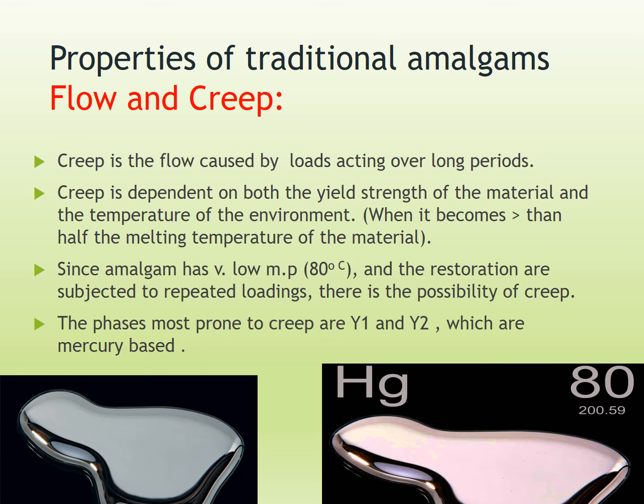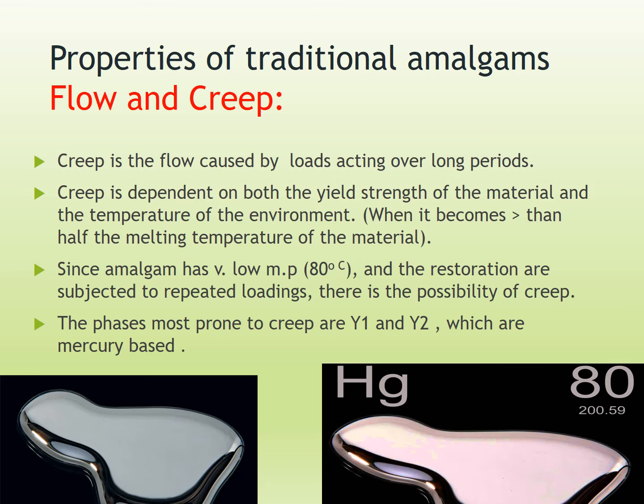The second property of traditional amalgams is flow and creep. Creep is the flow caused by load acting over long periods, like the occlusal load. It depends on both the yield strength of the material and the temperature of the environment, and it only becomes a serious problem when the environmental temperature is greater than half the melting temperature of the material.